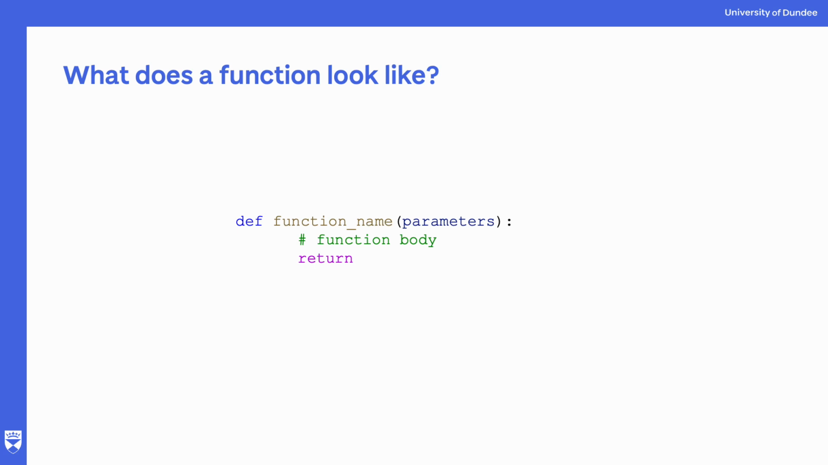So this is what a function looks like. The first thing is that we have def at the beginning. So def is short for definition. We then have some kind of meaningful function name. And then we have some parameters that are attached to that. So these are variables or pieces of information that you're going to make use of within the body of the function.